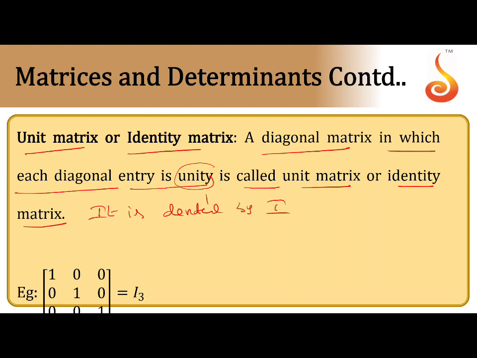Here I3 means the unit matrix of third order, meaning 3 rows and 3 columns. The diagonal elements are 1 and the rest of the elements are 0. If you want to take I2, that means 1 0 0 1. I hope this is clear.